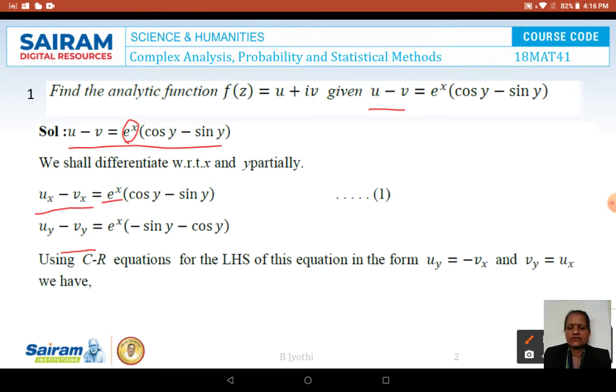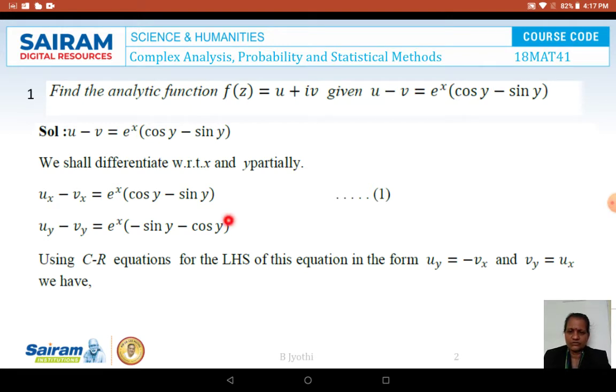Whereas when we differentiate this with respect to y, the derivative of cos y minus sin y will be taken, and e power x will be treated as constant. So the derivative of cos y is minus sin y, the derivative of sin y is cos y. Now using the CR equations, we have uy is minus vx and vy is plus ux. So we need to substitute in the left hand side of the second equation. This equation we have to substitute.